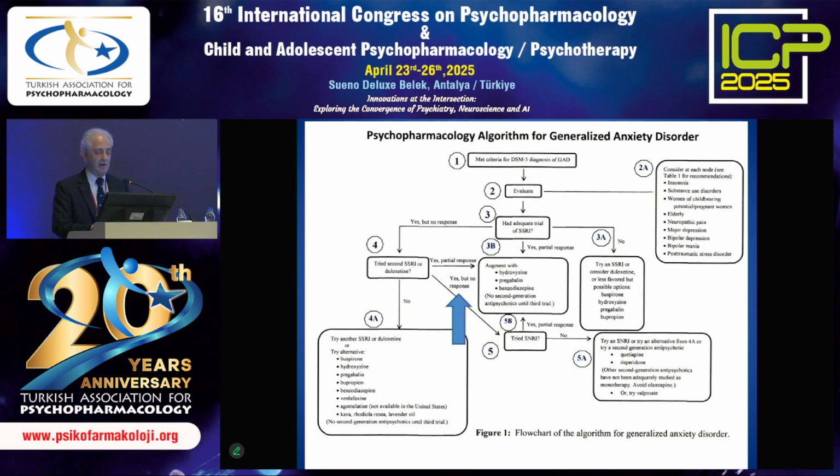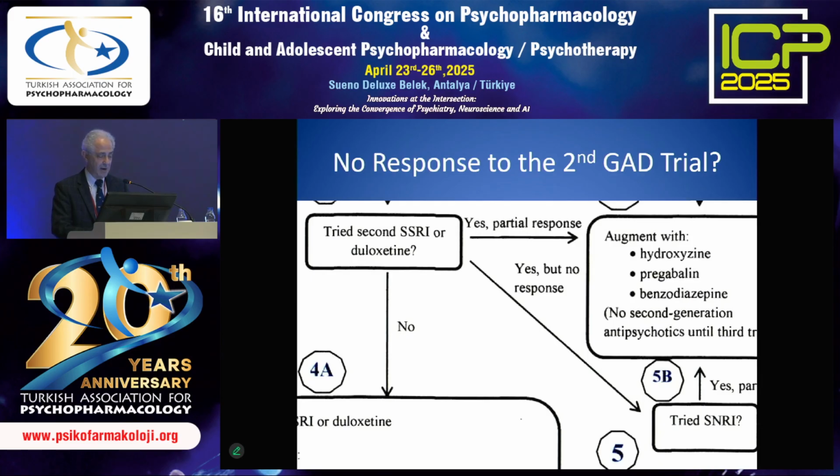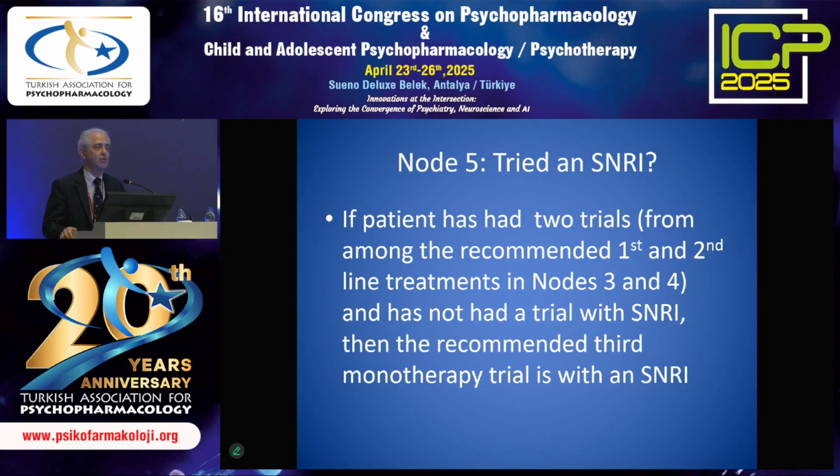But what if that didn't work and you're ready for the third trial? We're getting to the end of the algorithm now. So you have tried 2 medications, maybe 2 SSRIs, maybe an SSRI and duloxetine, maybe one of those other drugs we thought you could consider as alternatives. What's next? We think for the third trial, Node 5, you could now try an SNRI if you haven't already done so. They've got enough evidence and they've got FDA approval. Now's the time to go to one of them.